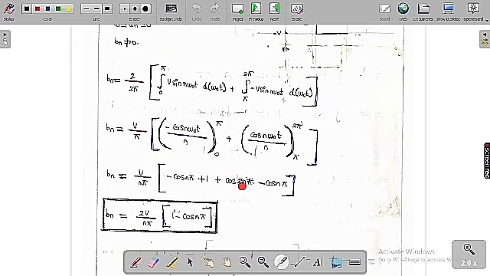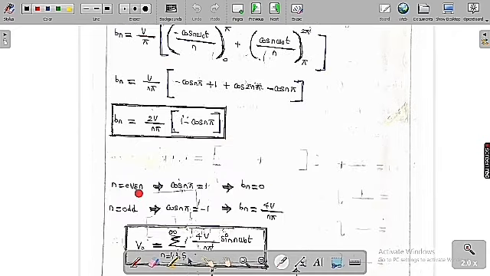Cos 2n pi is always equal to 1, because no matter whatever the n is, it is always an even function. So we are going to get always 1. So 1 plus 1 is 2. Similarly here minus cos n pi, minus cos n pi, so minus 2 cos n pi. So finally you are going to get 2 minus 2 cos n pi. If you take 2 outside, 2 by n pi into 1 minus cos n pi we are going to get. So this is the coefficient bn.